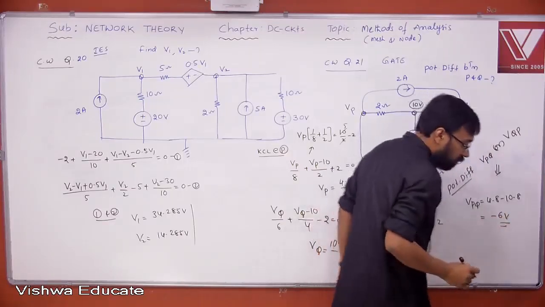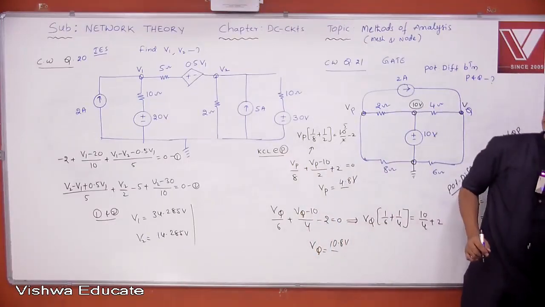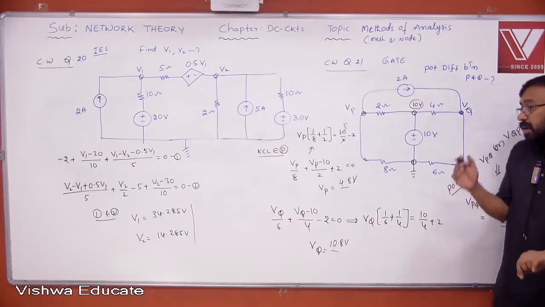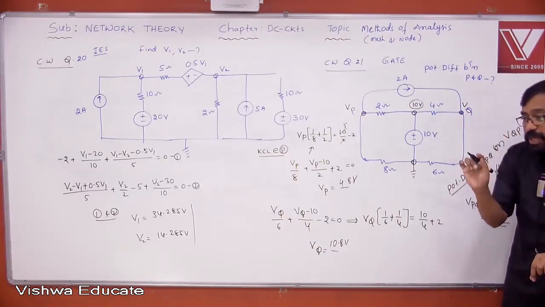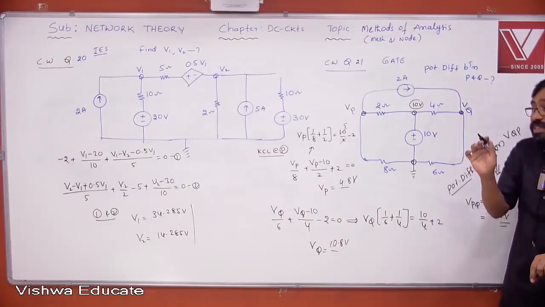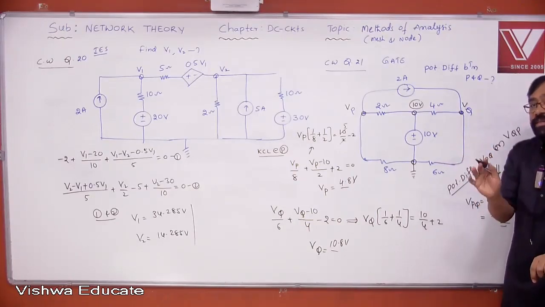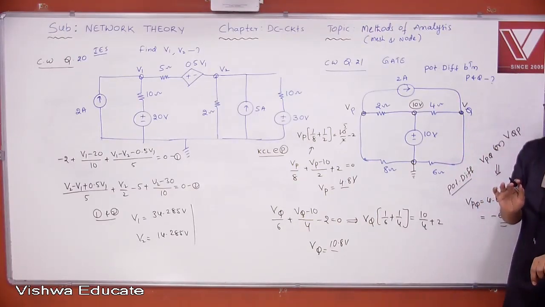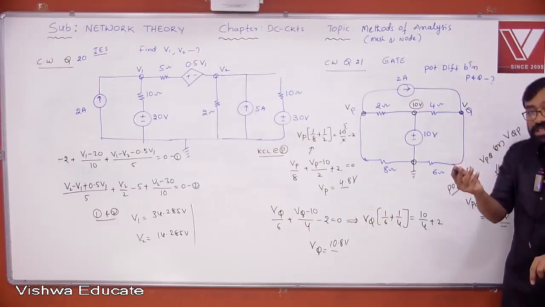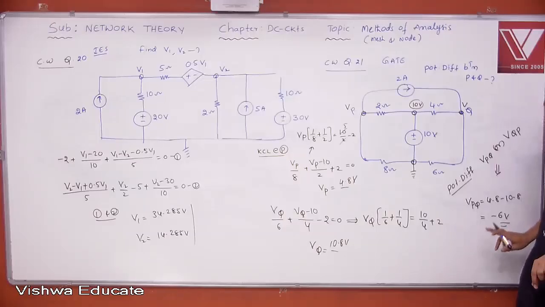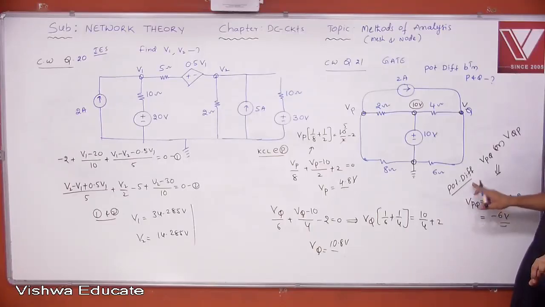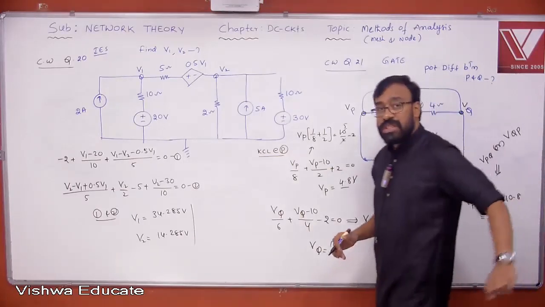Do you have any option that is minus 6 volts? Yes. But never expect options with both minus 6 volts and plus 6 volts. If he is asking clearly for VPQ or VQP, then he will give minus 6 and plus 6 also. But if he is asking for potential difference, he doesn't give both; either minus 6 or plus 6, that's it. Even if the option has plus 6 instead of minus 6, that is also correct, because it's just potential difference.